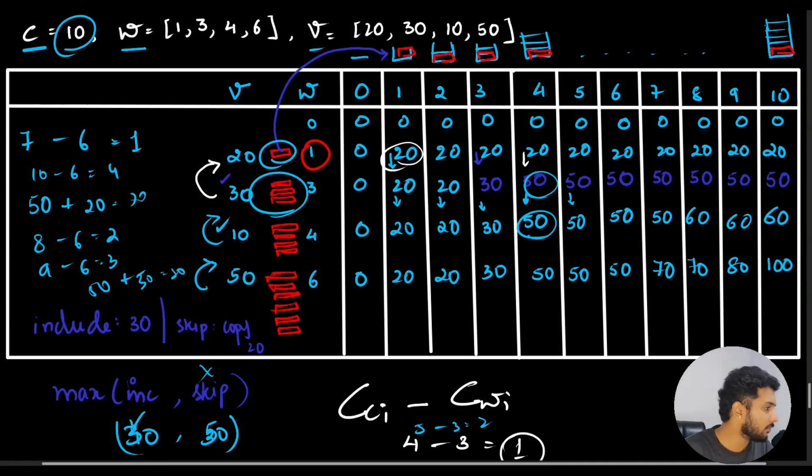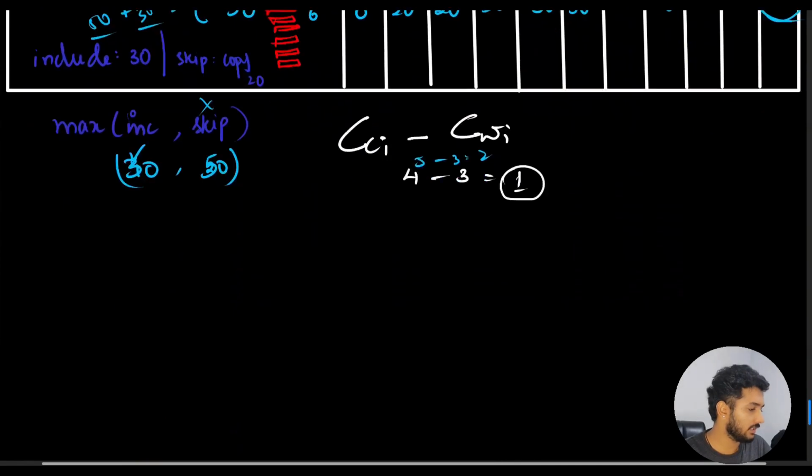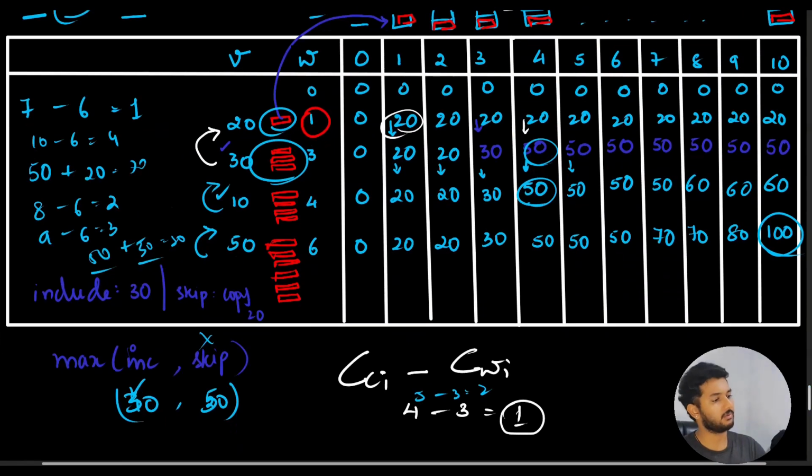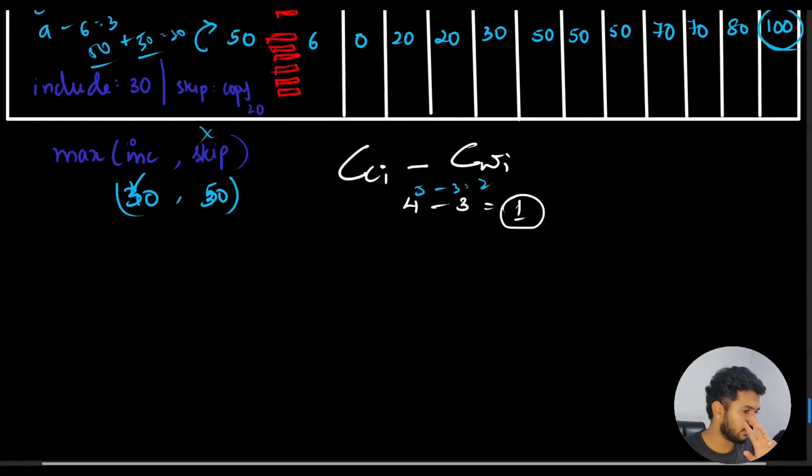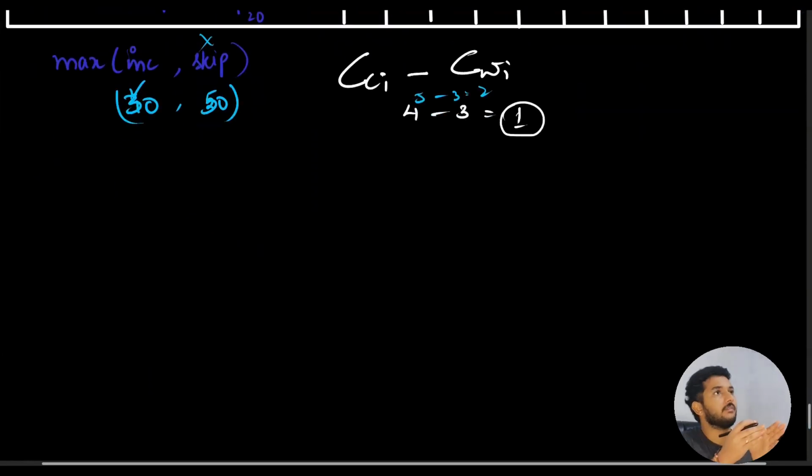So now the maximum profit that I can get is 100. So this is done by 50 and 50, 50 from the previous weight and the 50 from the inclusion. So the equations that I've used to solve this problem, I've computed for every index.